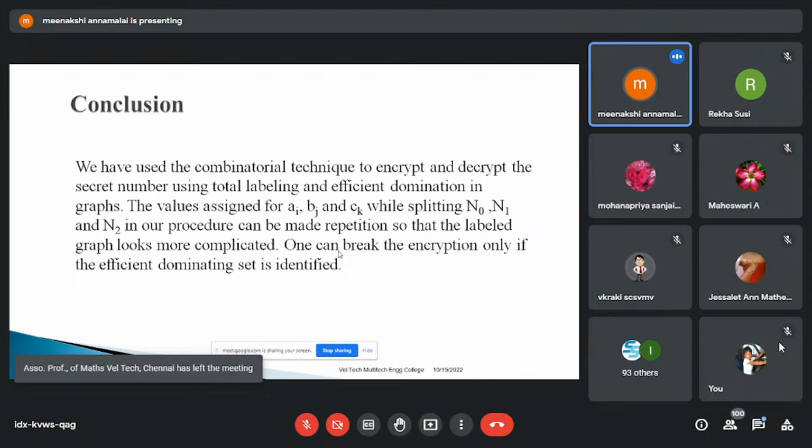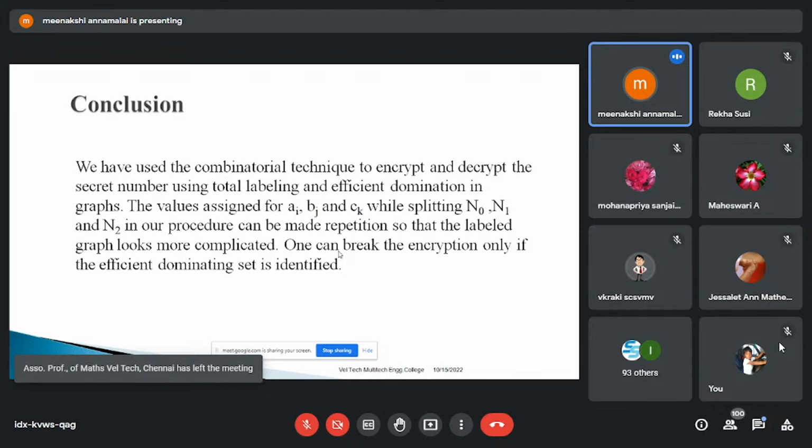How to break the secret number. First, we have to focus in this way. Once we assign a0 value, a1, a2, etc., up to a k1 value, and b1, b2, etc., b k2 value, c1, c2, etc., c k3 value.